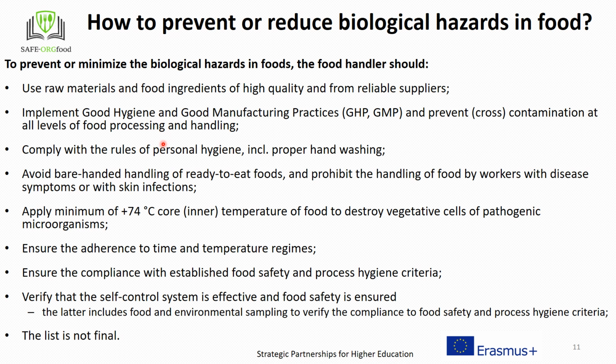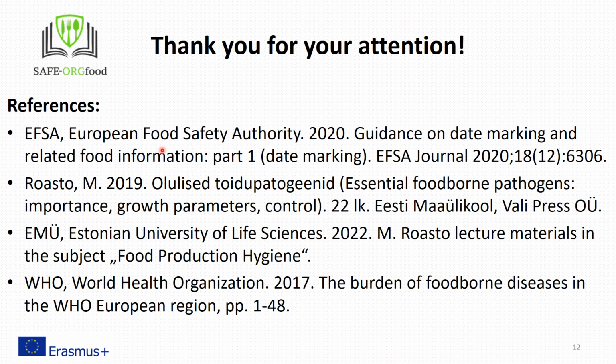Verify that the self-control system is effective and food safety is ensured. This includes also food and environmental sampling to verify compliance with food safety and process hygiene criteria. Some other activities may be required depending on production type and food safety risk level.